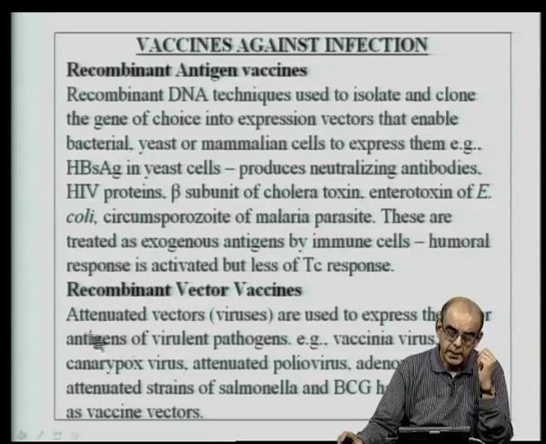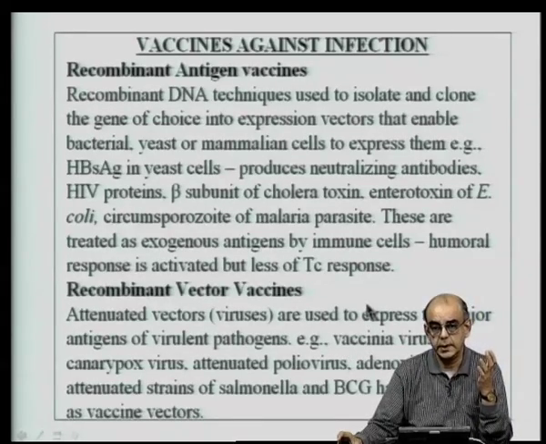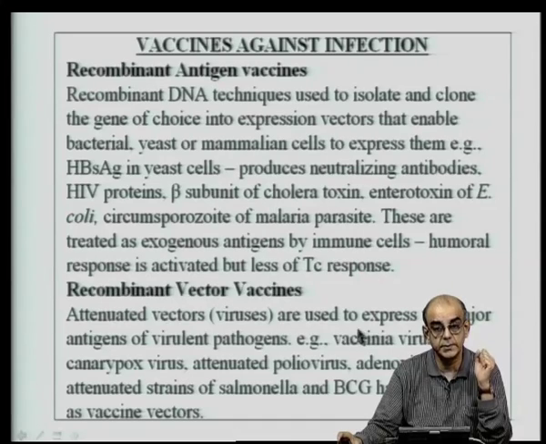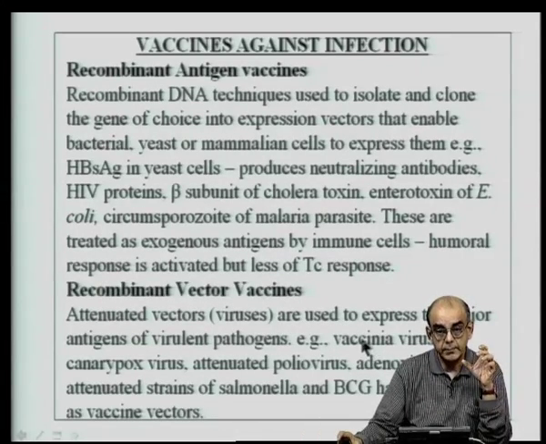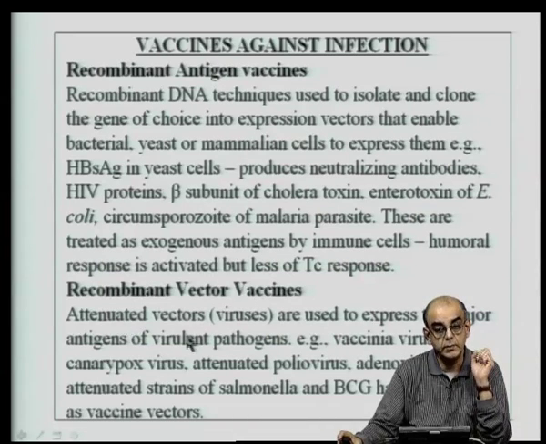Therefore, they have come up with recombinant vector vaccines. You make a vector that can express a particular antigen of choice. You take this virus or vector and attenuate it by mutating the antigen that actually causes the infection or which is responsible for its virulence. And therefore, these attenuated viruses can be engineered in such a way that the antigen of choice can be put into the genome of this engineered attenuated vector.